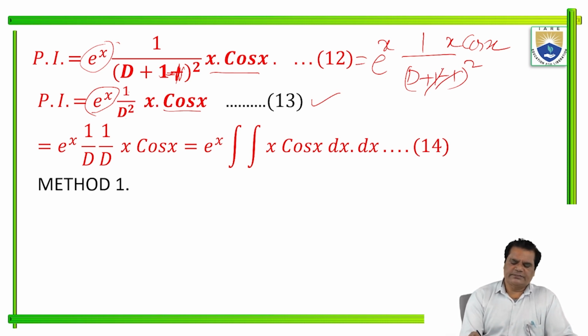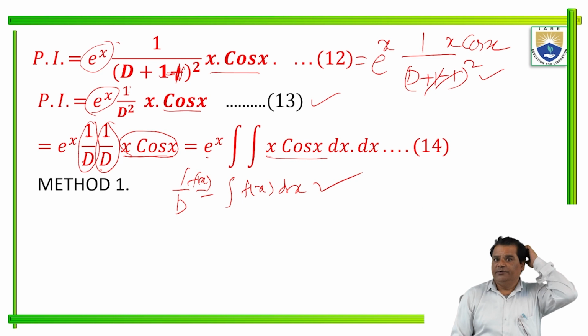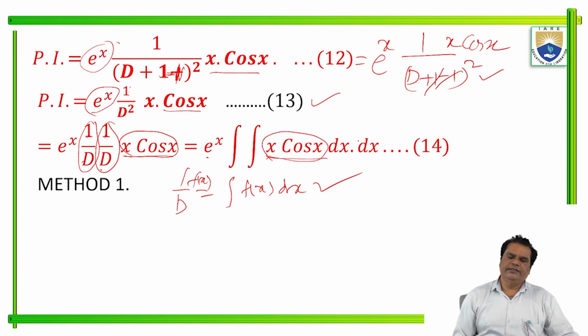Here D plus 1, I am writing this correct result. So here x cos x, this is equation 13, 1 upon D square. I am writing 1 upon D square as 1 upon D into 1 upon D acting on the function x cos x. E to the power x times 1 upon D means integration with respect to x. One time integration of the function. So the function here is x cos x. So 1 upon D, 1 upon D, multiplied, gives 1 upon D square, breaking into 1 upon D and 1 upon D. So we integrate this function two times. This is method 1. We can integrate x cos x two times, and then this is the complete particular integral.